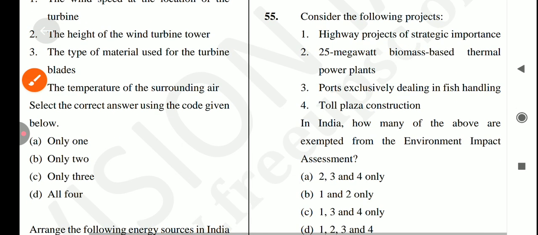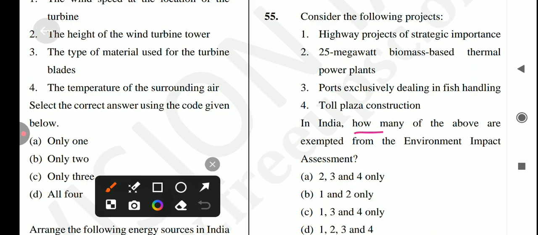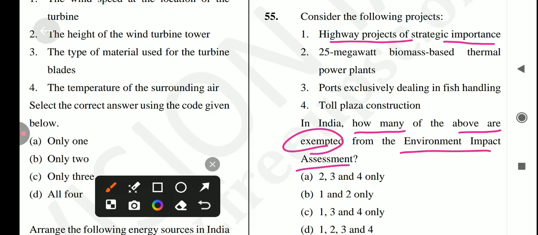Let's come to the next question, which is: consider the following projects. In India, how many of the above are exempted from the environmental impact assessment? Okay, so the first statement is a highway project of strategic importance. Is it true? Yes, it's a correct statement.